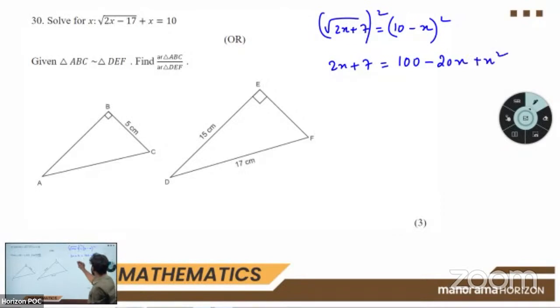Then I can rearrange and write it as x square minus, this 2x comes to the left side, I get 22x. Then this 7 comes to the left side, and on the right side I can write it as 100 minus 7, that is 93.